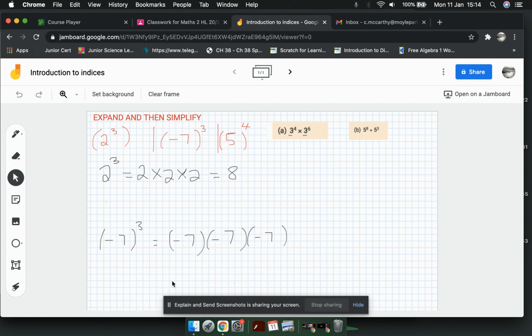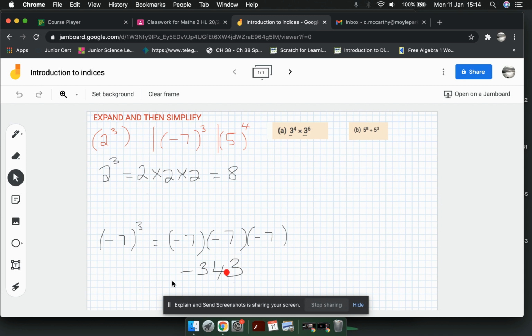So in other words, if I work this out with my calculator, minus 7 by minus 7 will give us 49, and then 49 by, sorry, that's not just a 7, but it's a minus 7. That'll give you minus 343. So your answer there, when it's simplified, is going to be minus 343 on that one.